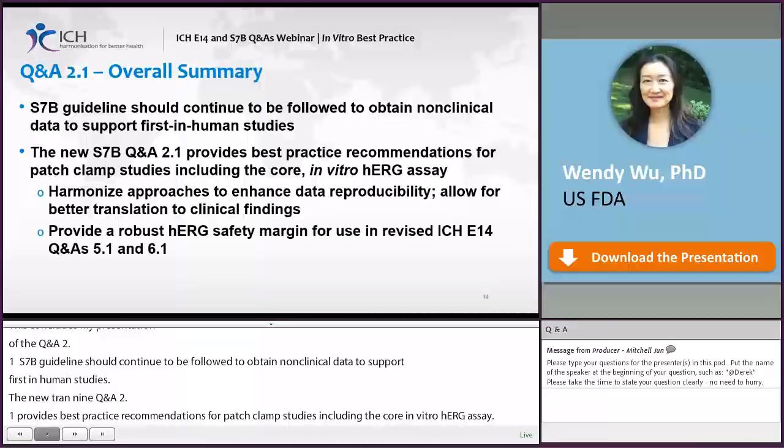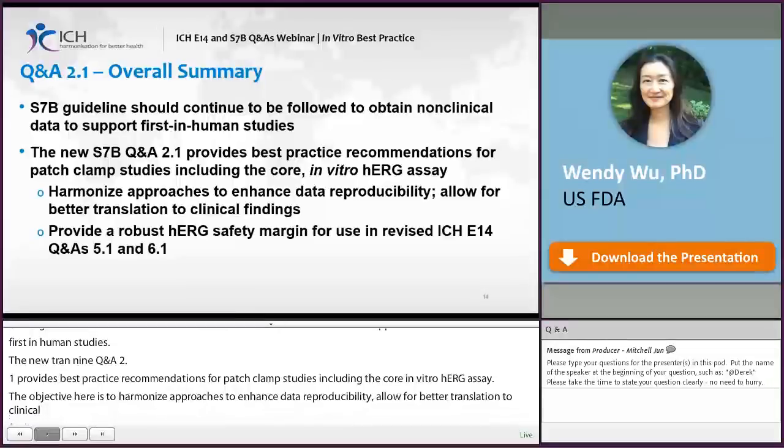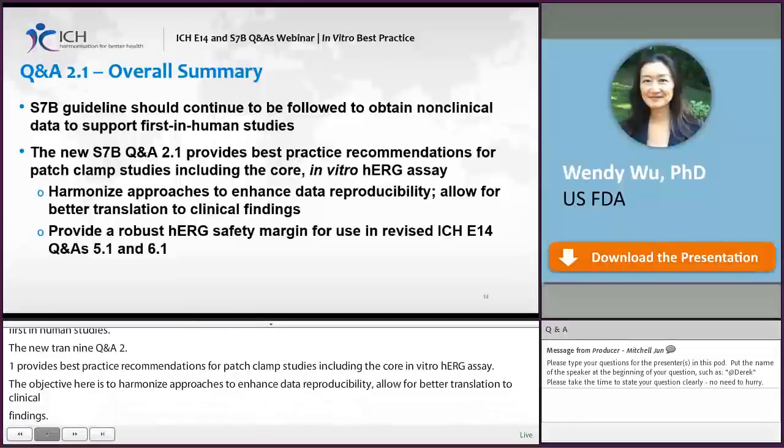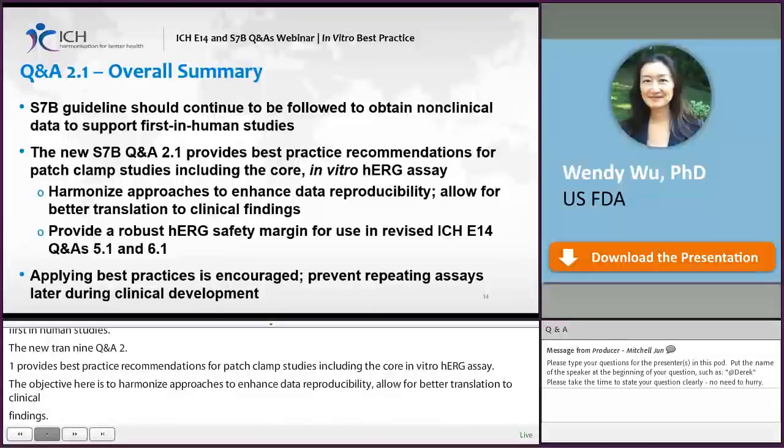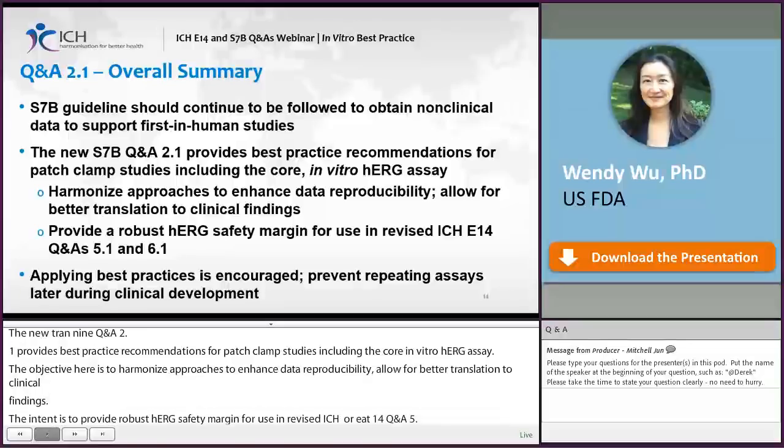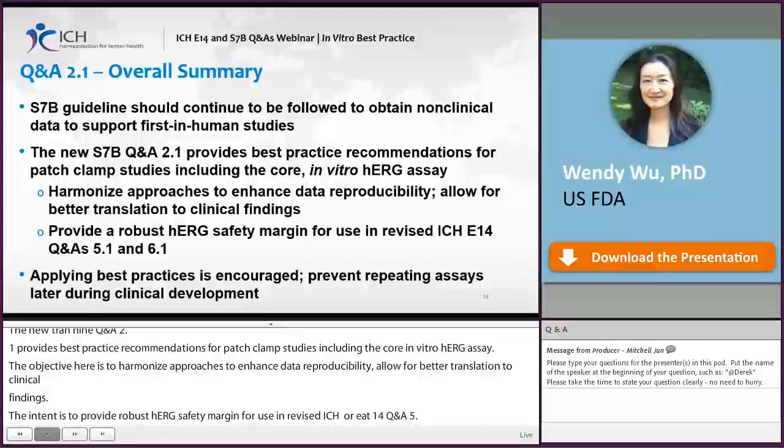The intent is to provide a robust hERG safety margin for use in the revised ICH E14 Q&As 5.1 and 6.1. And we would like to encourage applying these best practices early in the development. This could prevent repeating the assays later during clinical development programs.